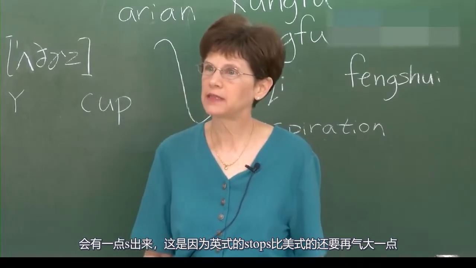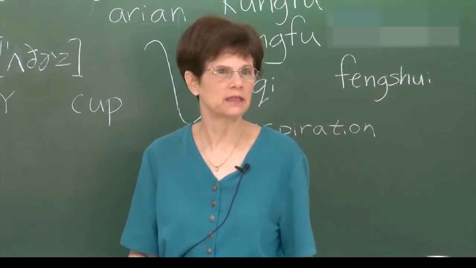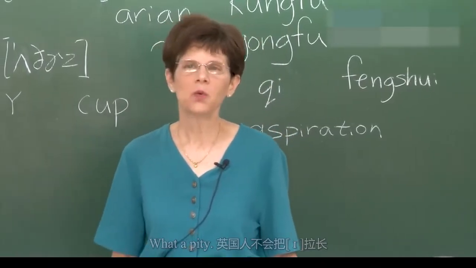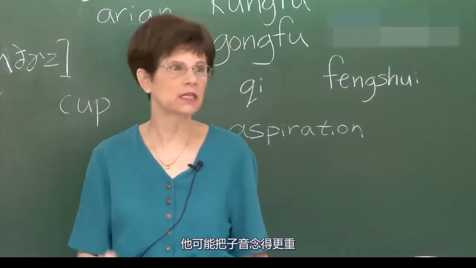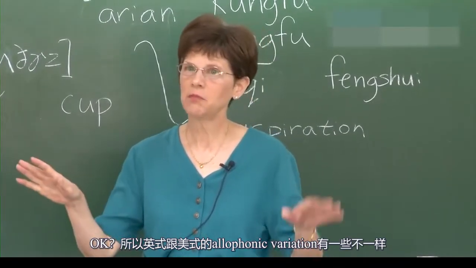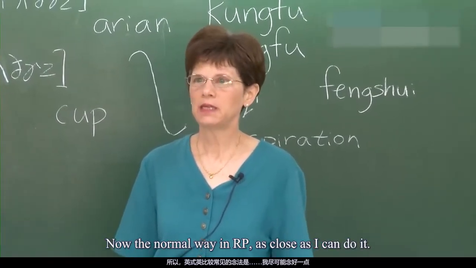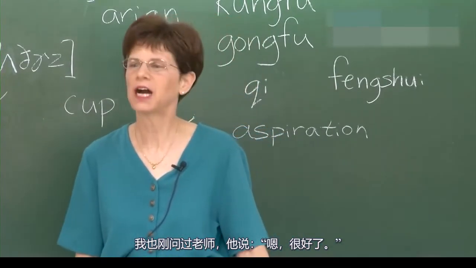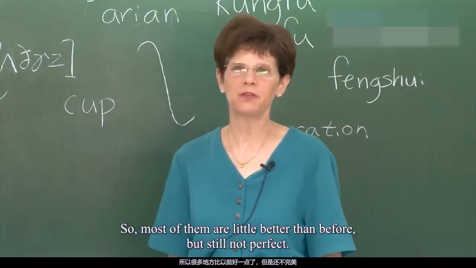会有一点 s 出来，这是因为英式的 stops 比美式的还要再气大一点。英式的是这样子，这是它的特色。美式那个母音可以拉长，What a pity！英国人不会把 it 拉长，他可能把子音念得更重。What a pity！所以英式跟美式的 allophonic variation 有一些不一样。Now the normal way in RP, as close as I can do it，我不会完全像，可是已经很接近了。我也刚问过老师，他说很好了。我说以前不是很不好嘛，但是他说那是以前，你现在好多了。So most of them are a little better than before, but still not perfect.